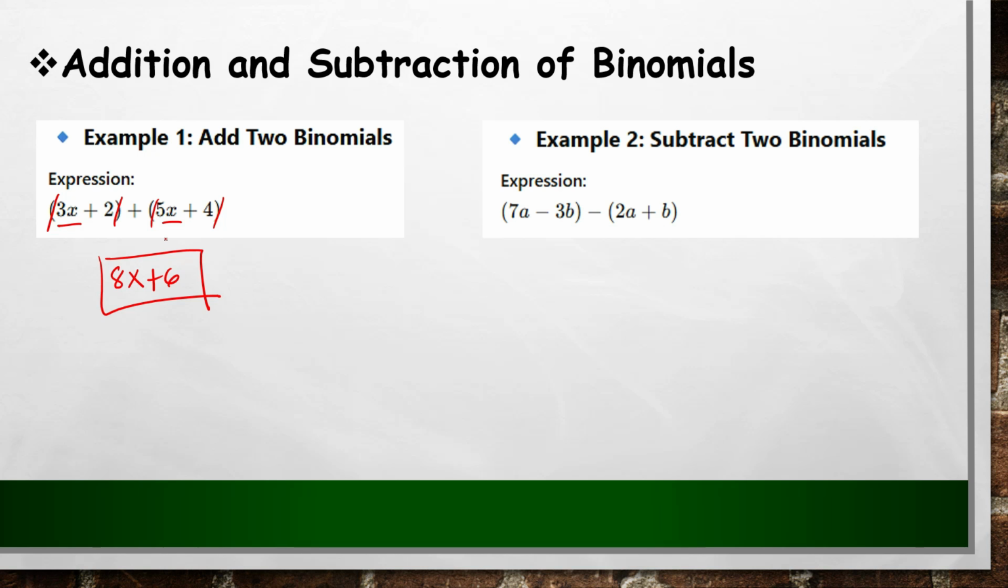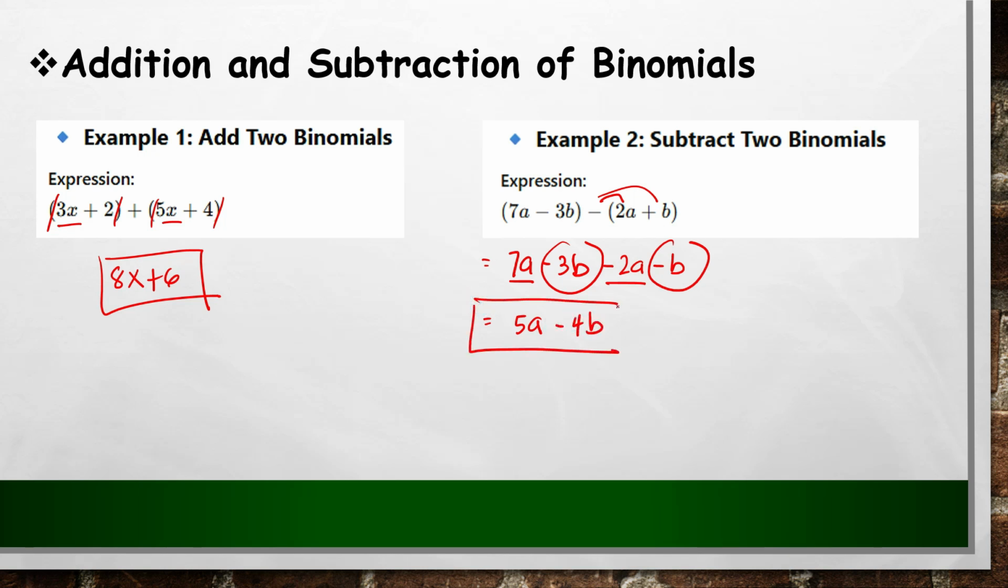Alright, so for subtraction, we can just copy first the first binomial. That's 7a minus 3b. And then for the second one, we need to distribute the negative sign to 2a and b. So that 2a will now be equal to negative 2a, and that positive b will now be equal to negative b. So once we get rid of those parentheses, we can now combine the similar terms. So that's 7a and negative 2a, so that's 5a. And then we have negative 3b and negative b, that's negative 4b. They have the same sign, so we need to add them.